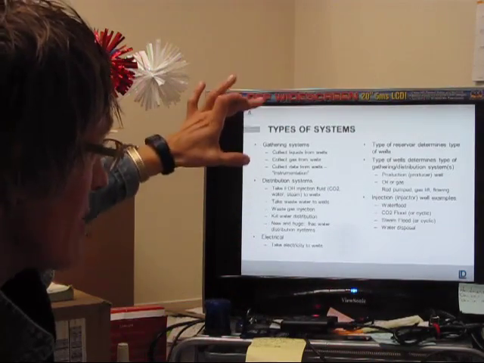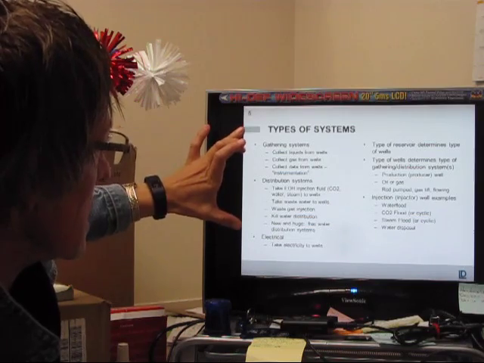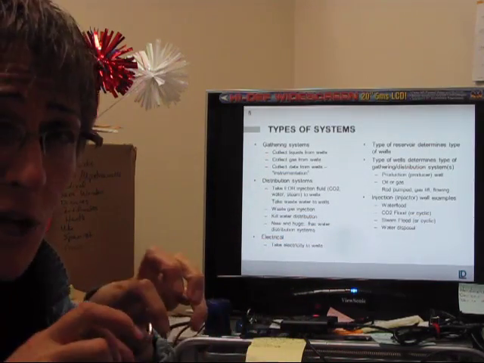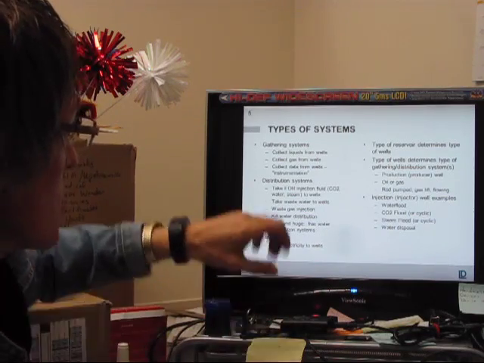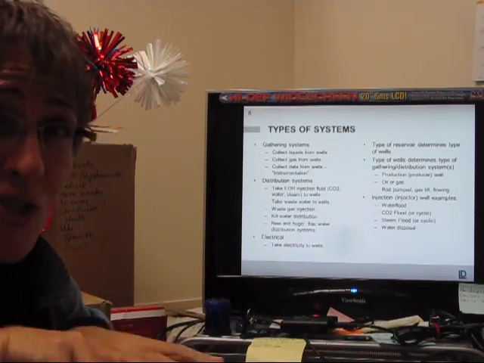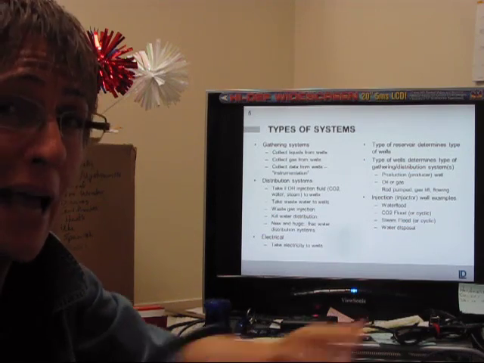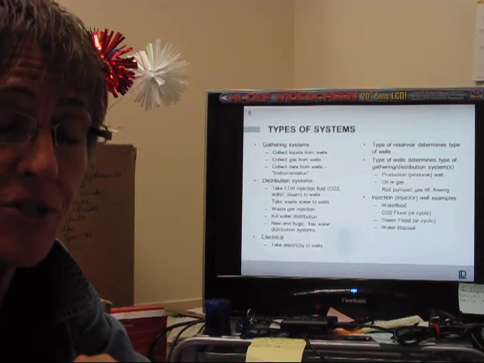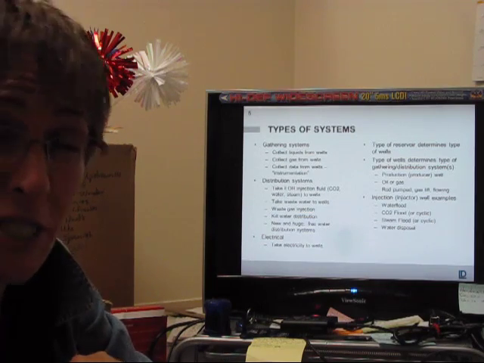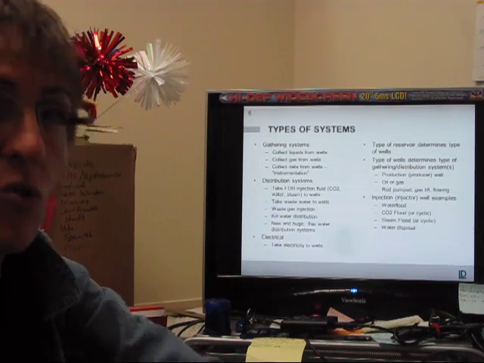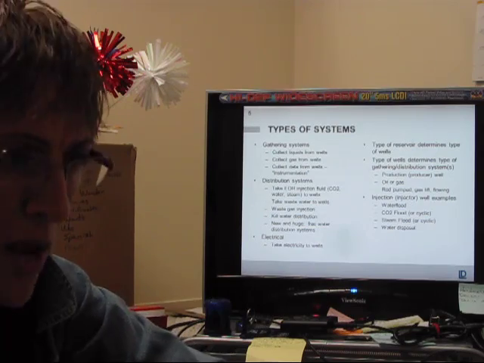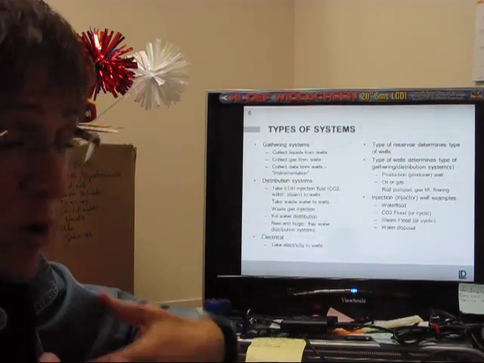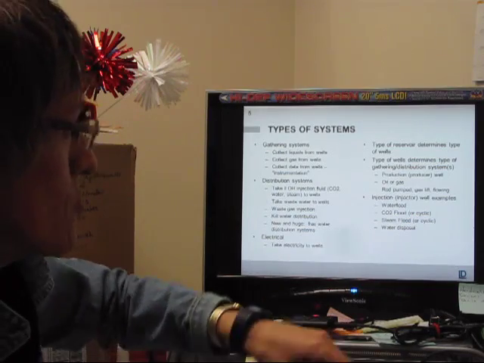So there are various types of these piping systems in the upstream. You have the gathering system, which can be pretty elaborate, to collect the fluids from the wells, and then distribution systems to take waste fluids usually back out to the wells, or enhanced oil recovery fluids like steam injection, CO2 injection, water injection, to push fluids out of the reservoir and into the producing wells. And the type of the reservoir is going to determine what kind of stuff you might be injecting.